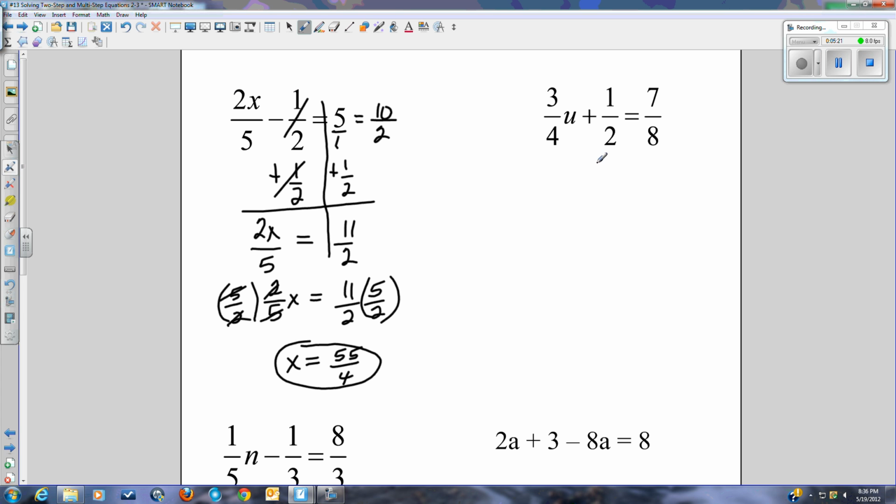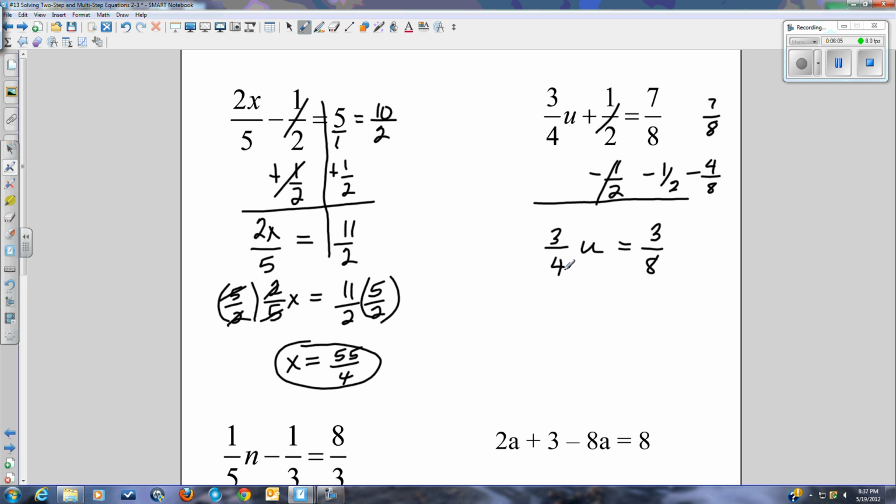We have 3/4 u plus 1/2 equals 7/8. We want to get u alone. So we're going to subtract 1/2 from each side. The 1/2s cancel. And we do need to change the 1/2 so it has a denominator of 8, just like the 7/8 up above it. Well, the way we write 1/2 with an 8 in the denominator is as 4/8. So 7/8 minus 4/8 gives us 3/8. On the left-hand side, we have 3/4 u equals 3/8.